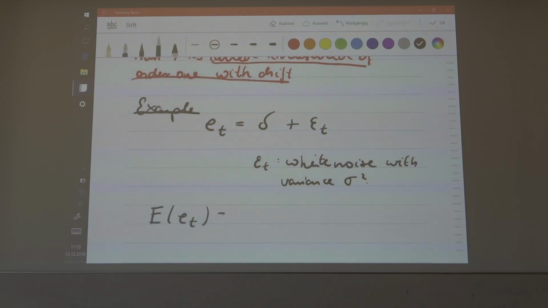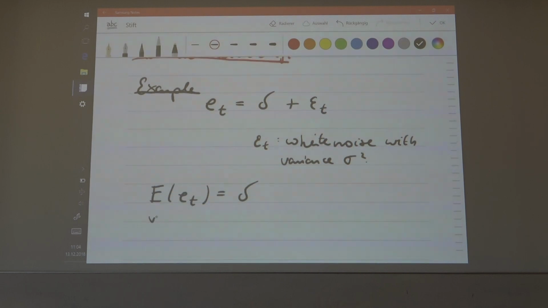That's easy. The expectation of the sum is going to be the sum of the expectations. Here we have a constant, so the expectation of a constant is the constant itself, and the expectation of the noise is going to be 0. So that's the expectation of the process. And what's going to be the variance of e_t? The variance of the sum is the sum of the variances, but this is a constant, so it doesn't depend on that. So this is going to be sigma squared.